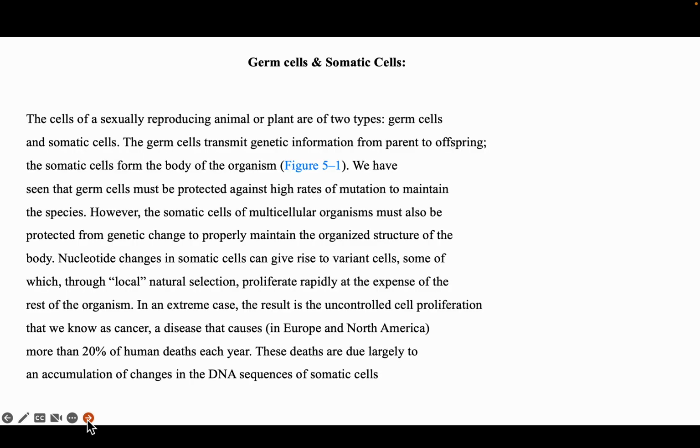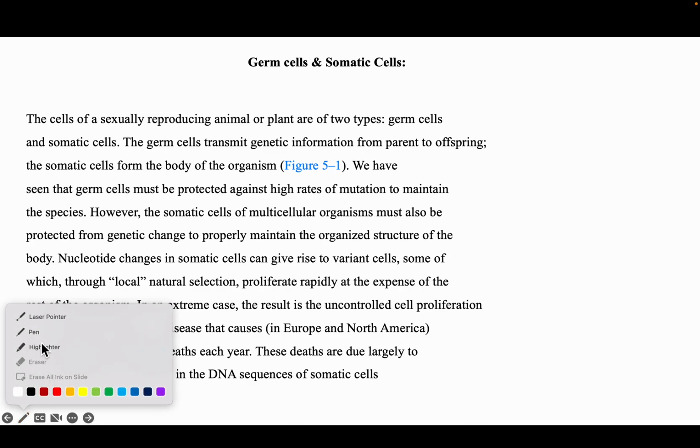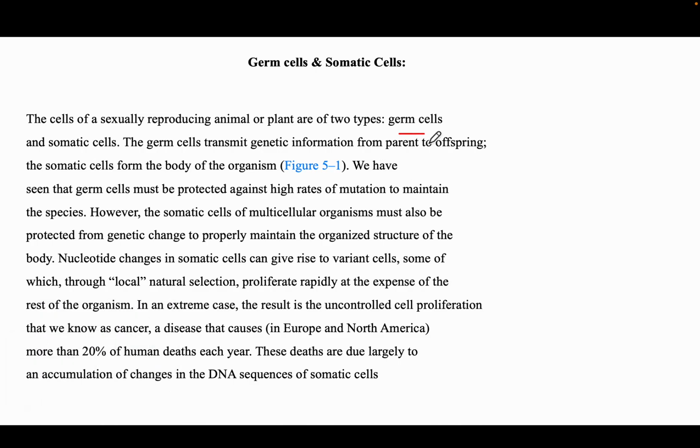Now I will cover some theoretical portions from week 3. So what are germ cells and somatic cells? We know the cells of a sexually reproducing animal or plant are of two types: one is germ cells and another is somatic cells. So what does a germ cell do? The germ cell transmits genetic information from parent to offspring, and the somatic cells form the body of the organism.